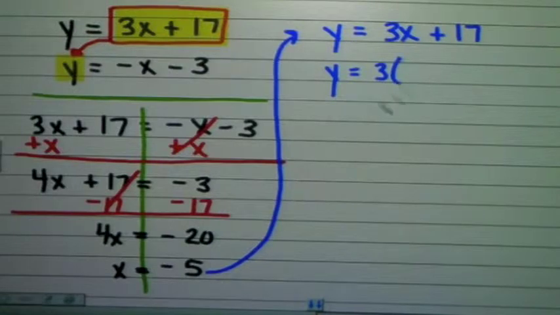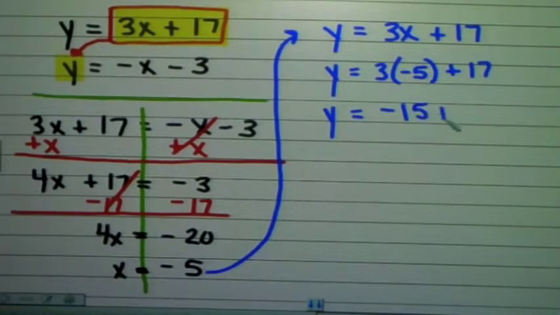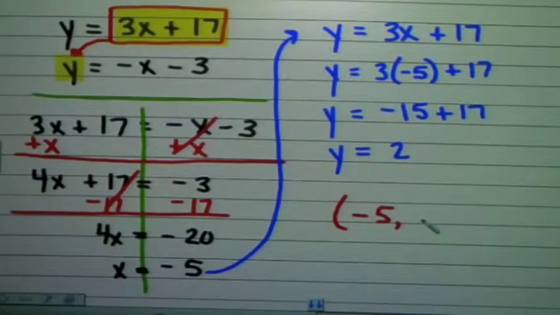So as I substitute back in, we had negative 5 as our value for x, so I'll plug that back in. 3 times negative 5 is negative 15. Combining those like terms, negative 15 plus 17 is 2. So our final solution is negative 5 and 2.